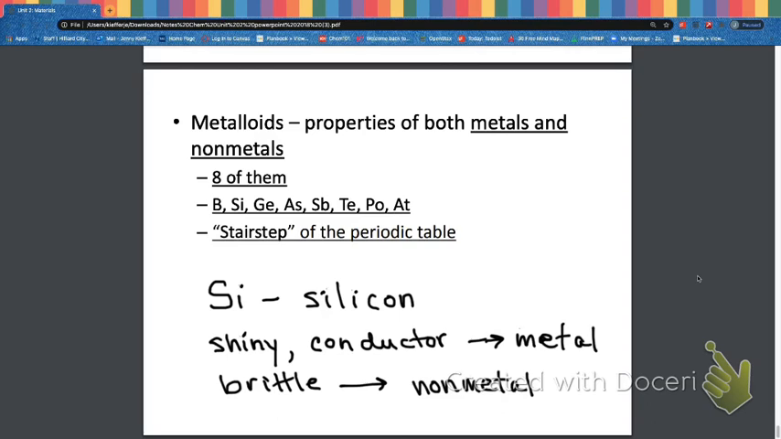So, physical and chemical properties can be used to identify substances and to also classify them into groups. Any questions about those? Okay.